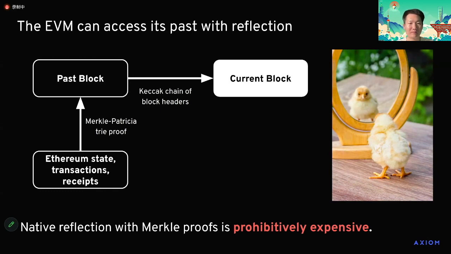Unfortunately, doing this in EVM is going to be prohibitively expensive. So as I mentioned earlier, you have to verify this hash chain of all block headers and this Merkle proof. And that involves doing a lot of Keccak hashes over a pretty large amount of data. So once you get to the past, it's pretty prohibitive.